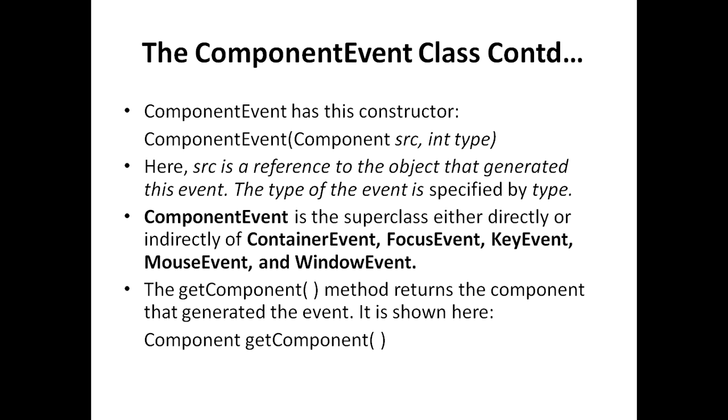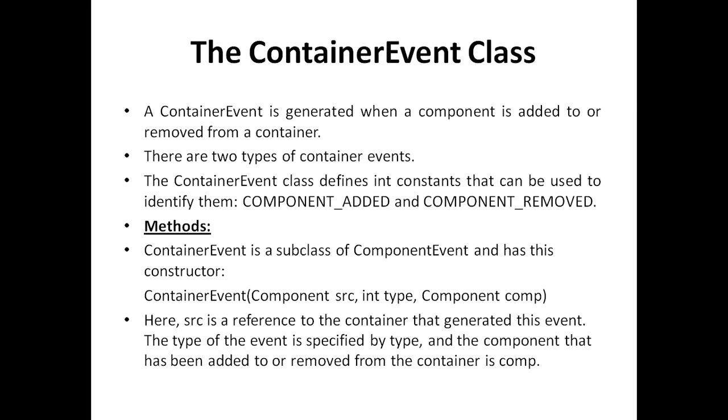Then it has a constructor, ComponentEvent, which takes 2 parameters. One is source, which is a reference to the object that generated this event, and the type of the event is specified by type. ComponentEvent is the superclass, either directly or indirectly, of ContainerEvent, FocusEvent, KeyEvent, MouseEvent and WindowEvent. The getComponent method returns the component that generated the event, and the syntax is like this.